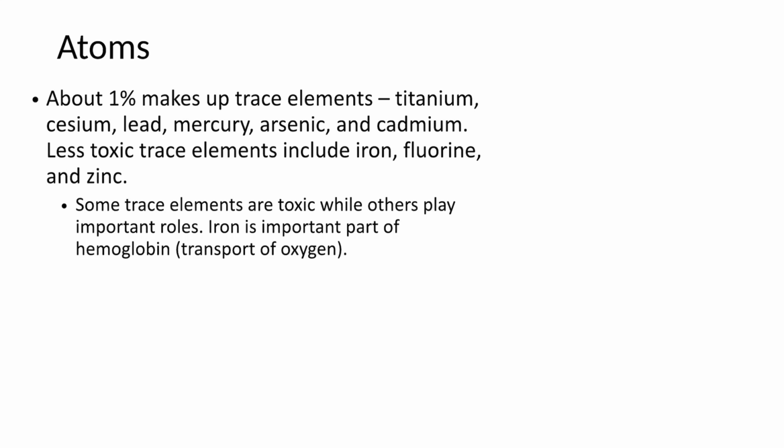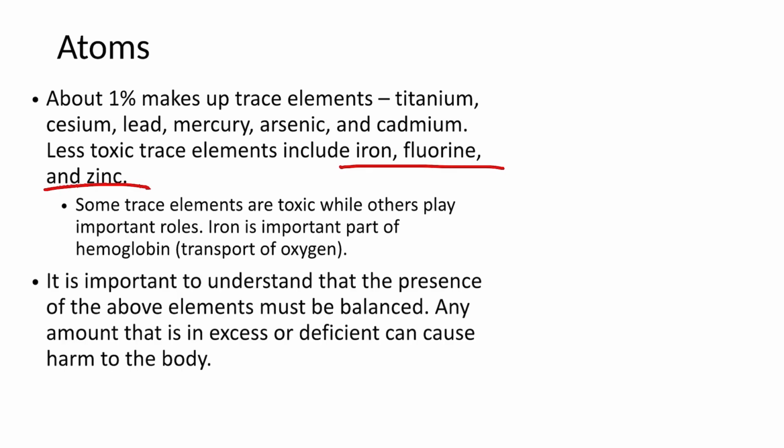Other elements will include what we call trace elements. So that would be titanium, cesium, lead, mercury, arsenic, and cadmium, along with iron, fluorine, and zinc. And so the less toxic trace elements would be iron, fluorine, and zinc. The rest of the elements mentioned, we know them as toxic. Iron is important in transporting oxygen in the blood, and it is important to understand that for the trace elements and really the other elements mentioned, there has to be a balance. If you have more or less, that would mean harm to the body.